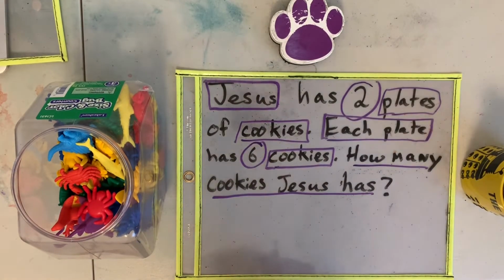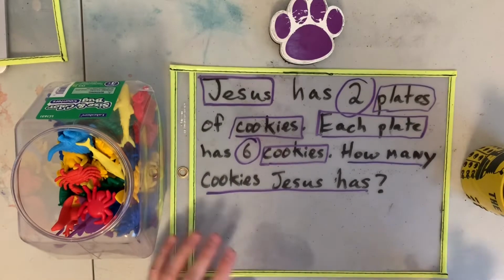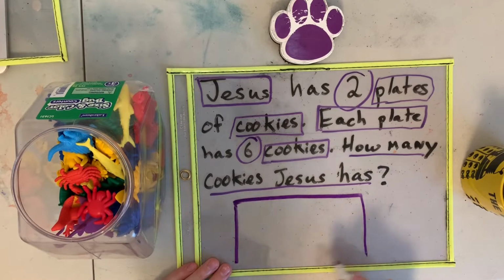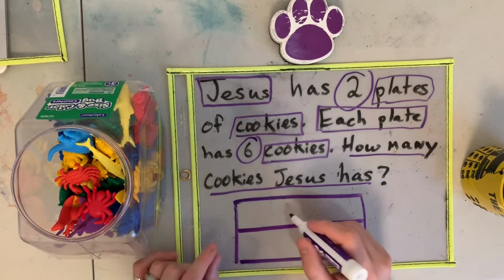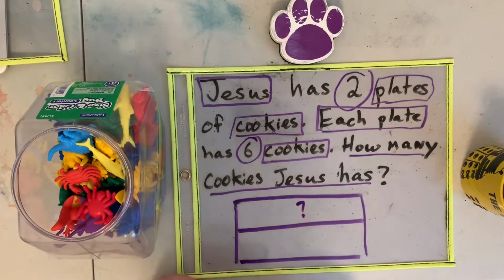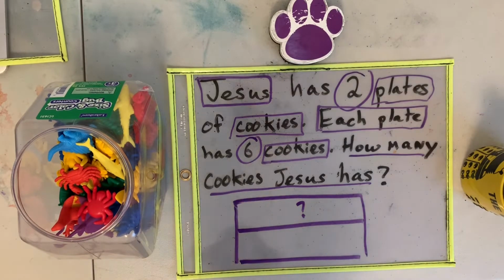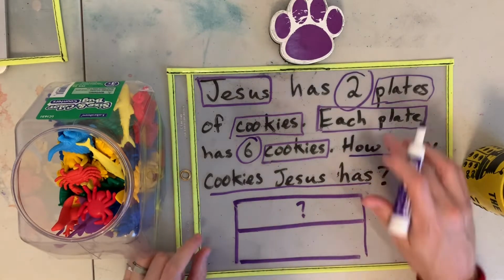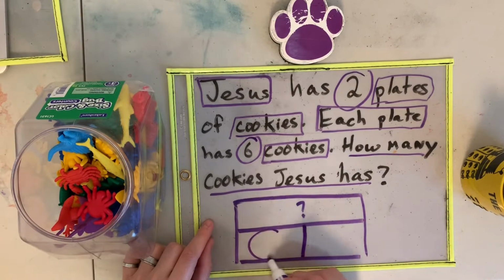Y esta vez lo vamos a hacer utilizando the strip diagram this time. So, remember the strip diagram? Remember this? Like the part whole. So we need to find out how many cookies Jesus has. Okay? We know that Jesus has 2 plates. So this means he has 2 parts. Tiene dos platos. 2 plates.